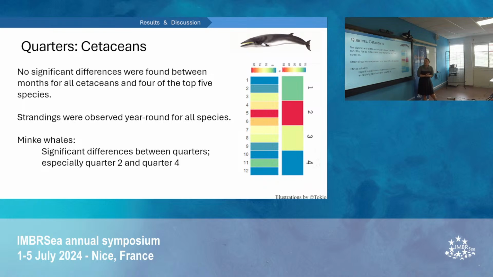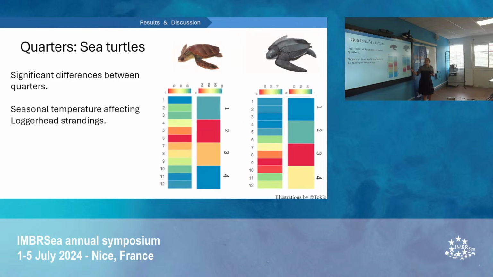For our quarterly analysis, there were no significant differences found on 4 of our top 5 species. However, each of our cetacean species was found year-round, indicating a possible year-round presence for these species. And for minke whales, there was a statistical significance by quarter, specifically quarter 2 was statistically significant compared to other quarters, where we had more minke whale stranding in this quarter.